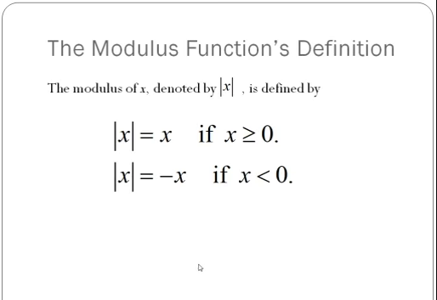Alright. So here's the technical definition of the modulus function. Basically, the absolute value of x is equal to x if x is greater than or equal to 0. The absolute value of x is equal to negative x if x is less than 0. And I think this is kind of self-explanatory because if you have a negative number, it's less than 0. So we're going to explore how this is applied in a moment. But first, we're going to look at how the modulus changes the graph of a quadratic.